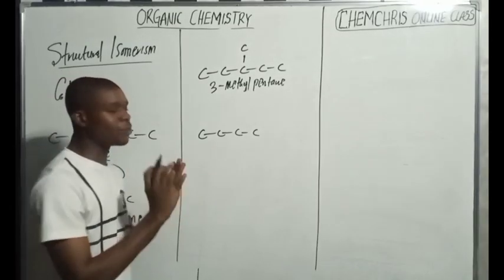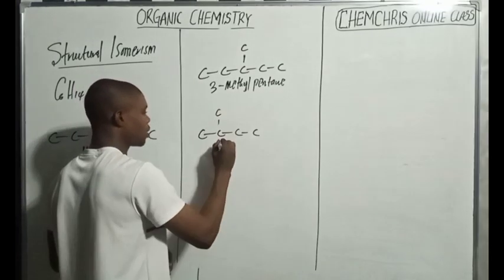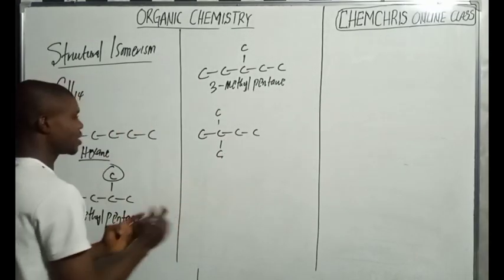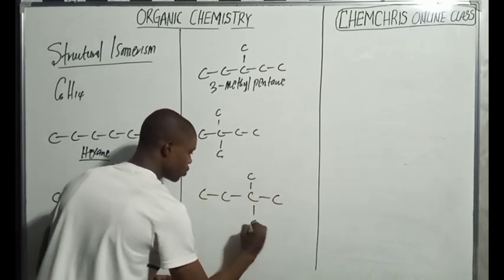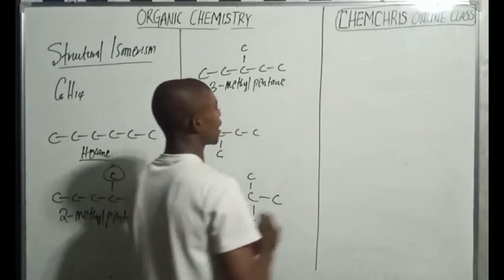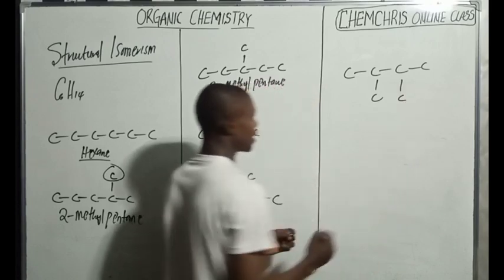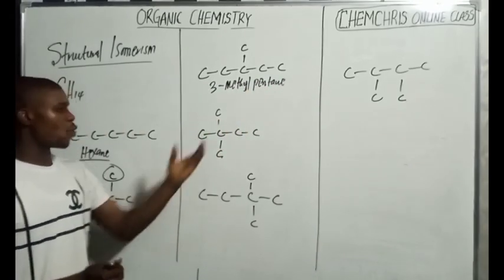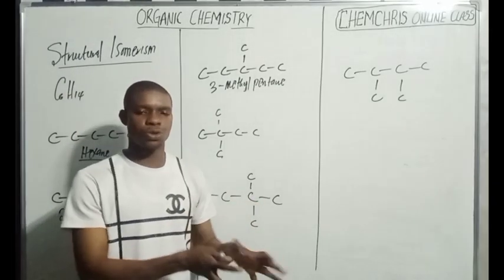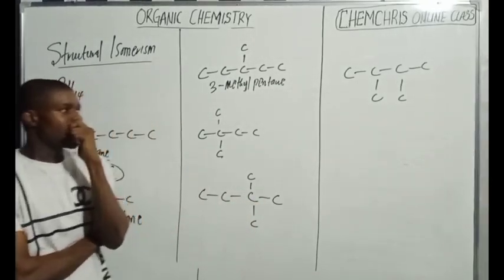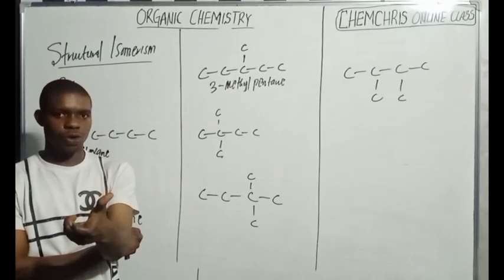So let me show you the different ways I can place them so you understand. If I place them here, one, two, right? Or I can place them here, one, two, right? Or I can do it like this, one, two. Can you see that? So these are the possible ways I can arrange the two carbon atoms when I reduce it to four. But it is from the name that you know if they have the same structure or different.